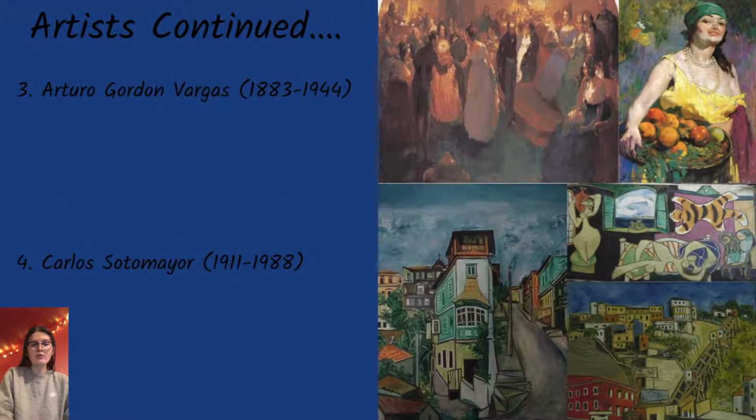Next, we have Arturo Gordon Vargas. He received many outstanding awards and medals for his paintings, most of which were for one titled El Sario, which is pictured here on the top left. His paintings were so renowned that the government had asked him and another painter to decorate the National Library in Santiago with allegorical frescoes. Lastly, we have Carlos Sotomayor.